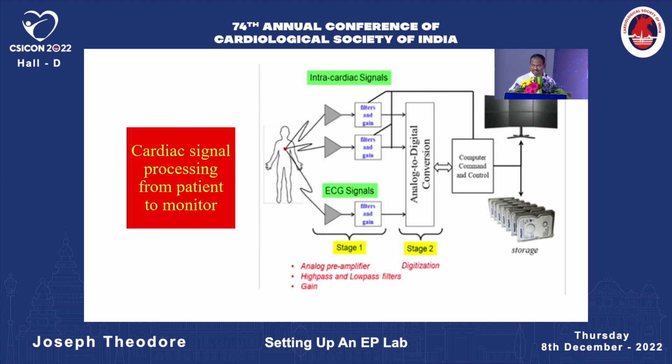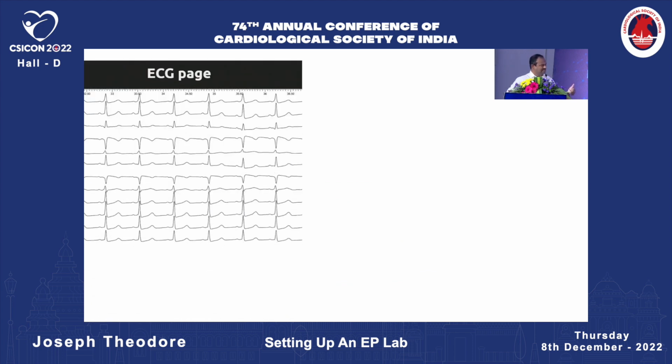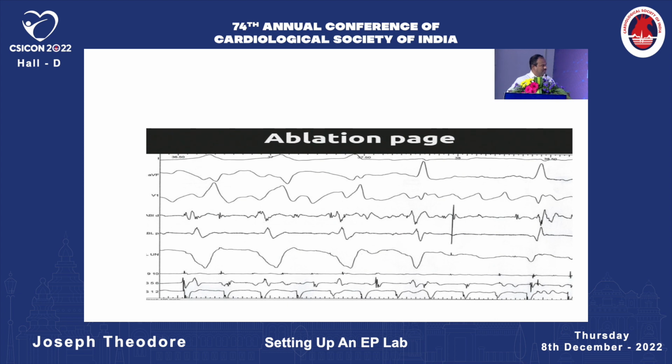When you display the signals, first set up a page for ECG, which should have a clear trace without any notch or noise. Next, set up an intracardiac page and then set up an ablation page. These should be properly set up in your EP system. For every module, such as an SVT module or a VT module, keep your connections and use the same connections all the time. Do not jumble up or change your connections all the time.